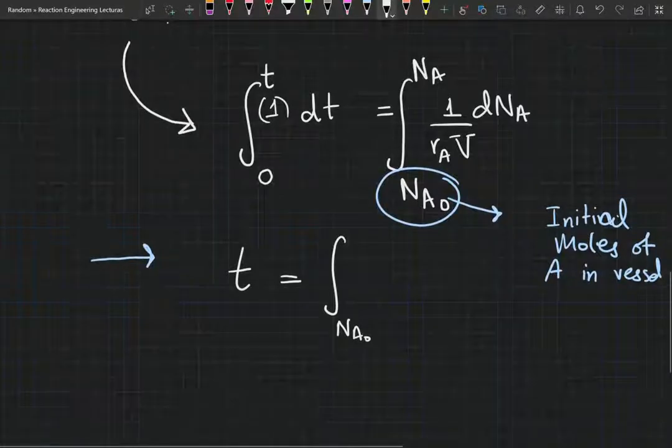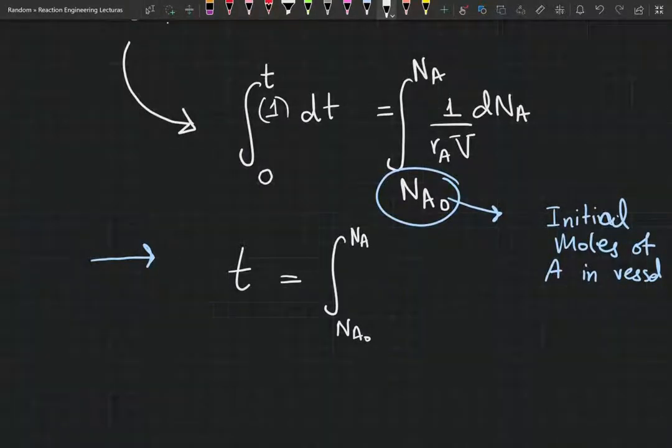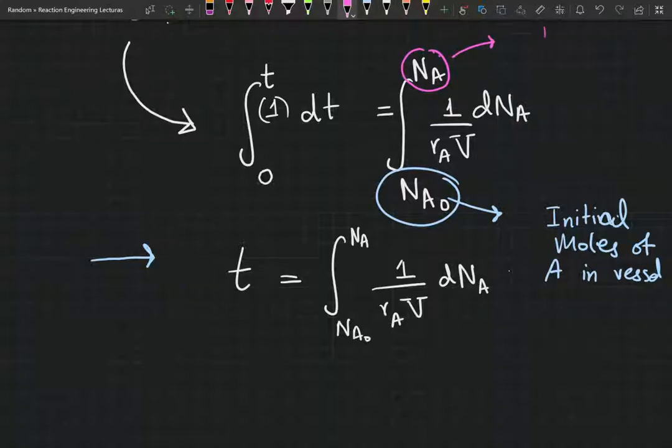All right, scroll down a little. And the integral of 1 over RAV dNA. Oh, and also to point out, this will be the final moles of A, and I hope that's obvious for most of you guys. Final moles of A in the vessel.